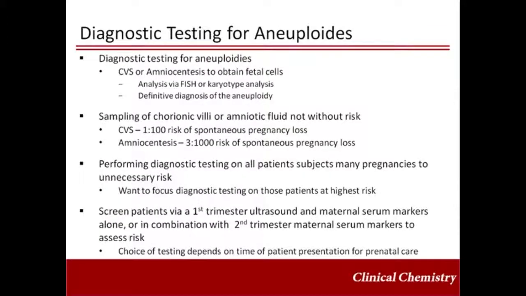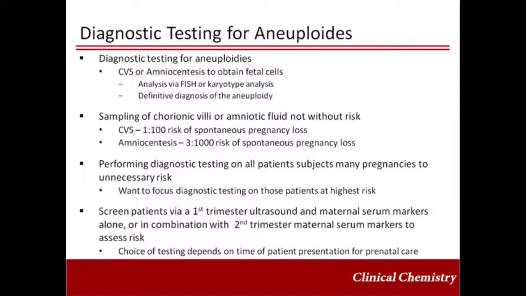Prior to beginning our discussion of the different maternal screening options available, we will first discuss how a definitive diagnosis is established. The only conclusive diagnosis of the aneuploidies comes from obtaining an adequate amount of fetal material to perform fluorescent in situ hybridization, or FISH analysis, and or a karyotype spread to determine if an extra copy of one of the chromosomes is present.